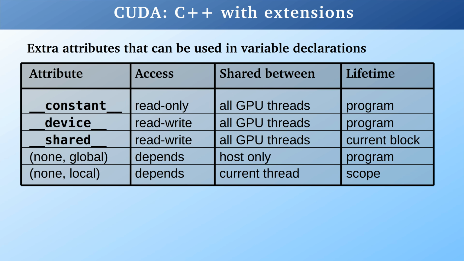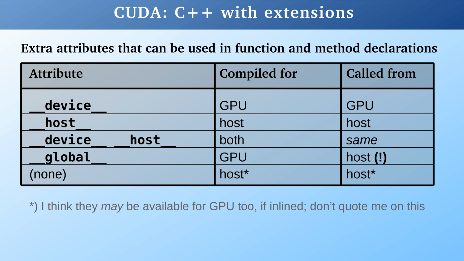Each variable declaration can be prefixed with one of the following optional attributes: constant, device, or shared. The differences between these attributes lie within the access permissions and lifetime. Each function declaration can be prefixed with one of the following optional attributes: device, host, device and host, and global. The entry point between the host code and GPU code is called a kernel, and it is indicated by the global keyword.